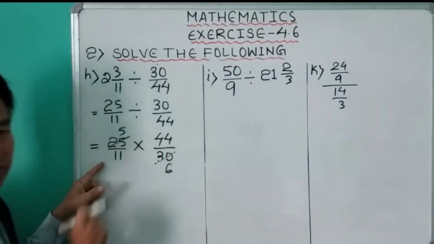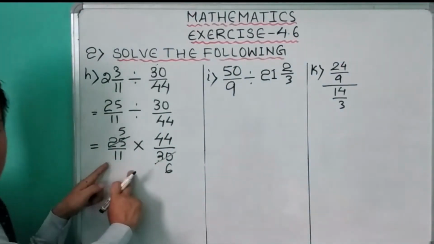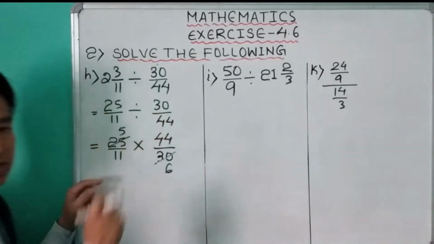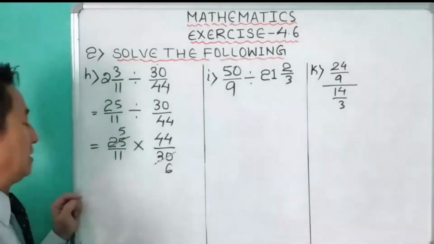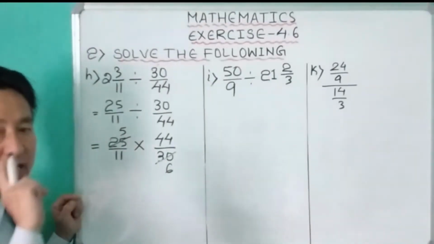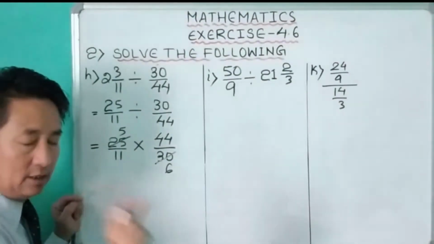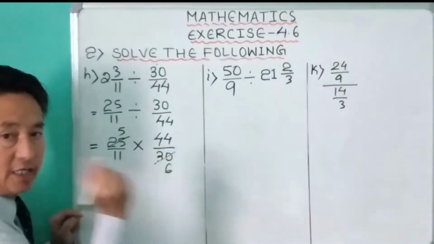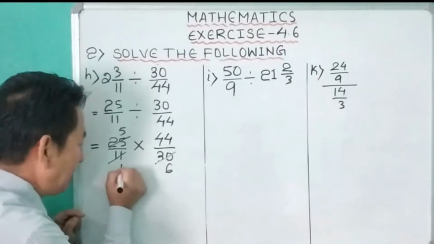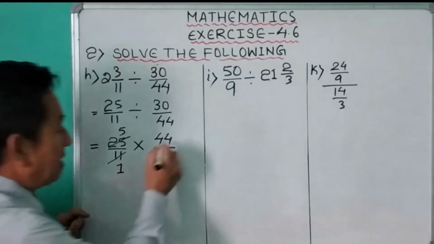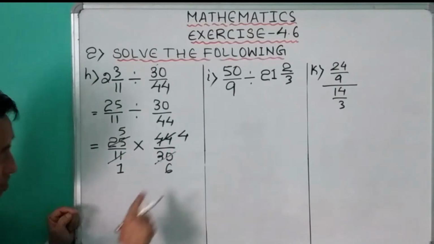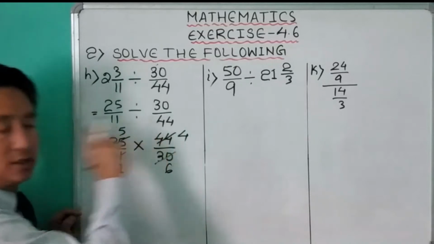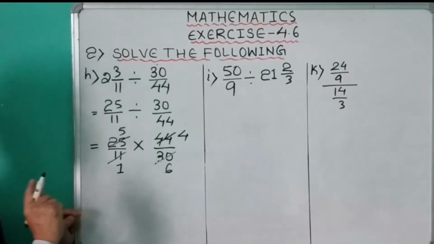Next, here 11 and 44. 11 ones are 11, 11 twos are 22, 11 threes are 33, 11 fours are 44. 11 is common between 11 and 44. We can find 11 and 44 in the 11 multiplication table. So both 11 and 44 are divisible by 11. 11 ones are 11, 11 fours are 44. We cannot cancel numerator with numerator, or denominator with denominator.